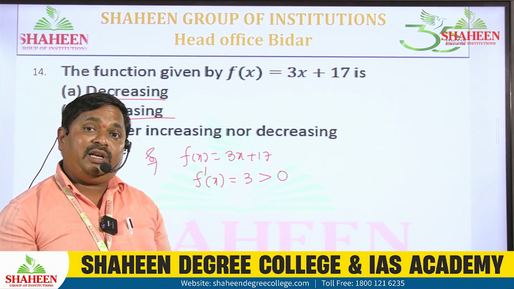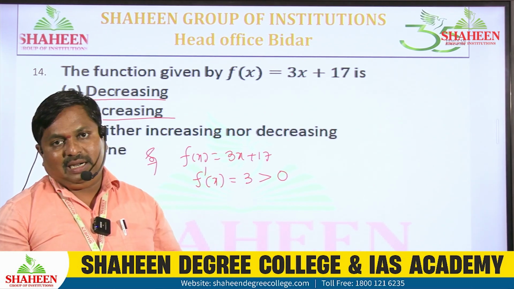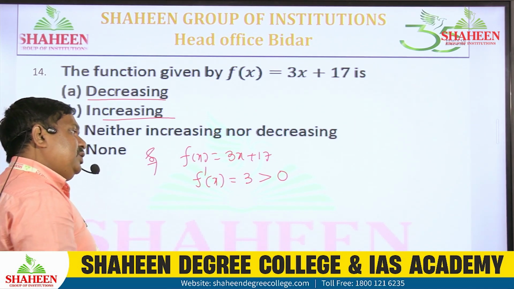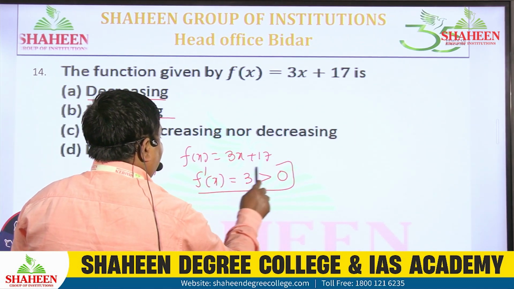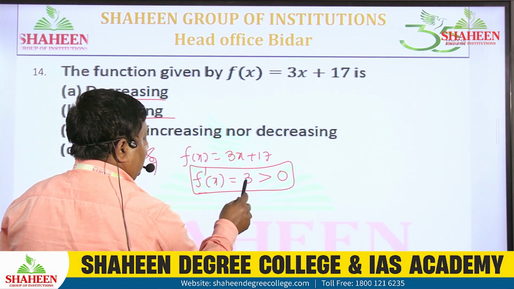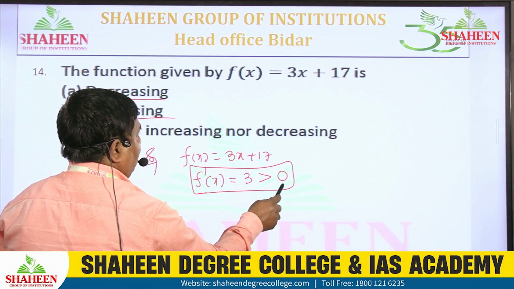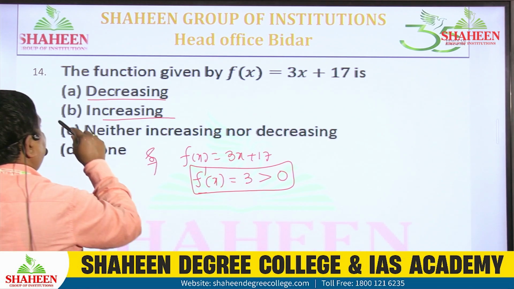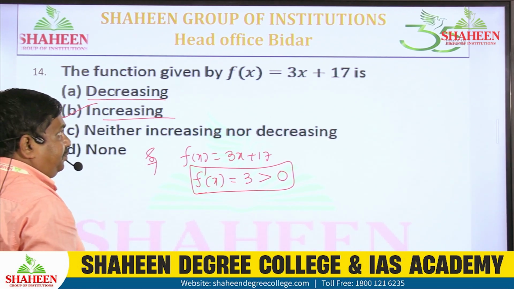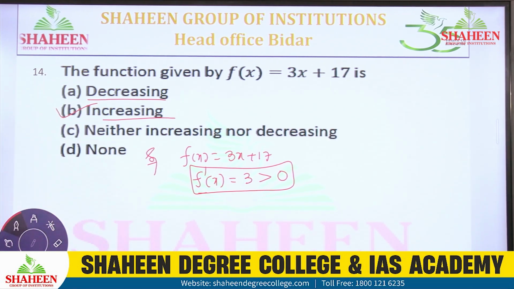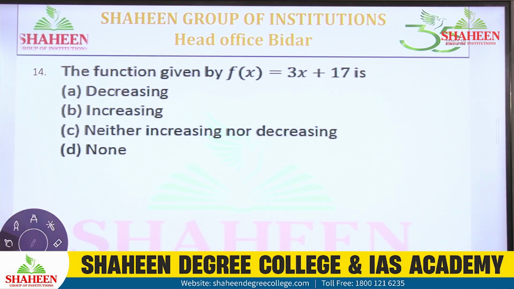If the first derivative is negative, then it is a decreasing function. So here f dash of x is positive, 3, it is greater than 0, then this function is an increasing function. So in this way, we are finding whether it is an increasing or decreasing function. Next.